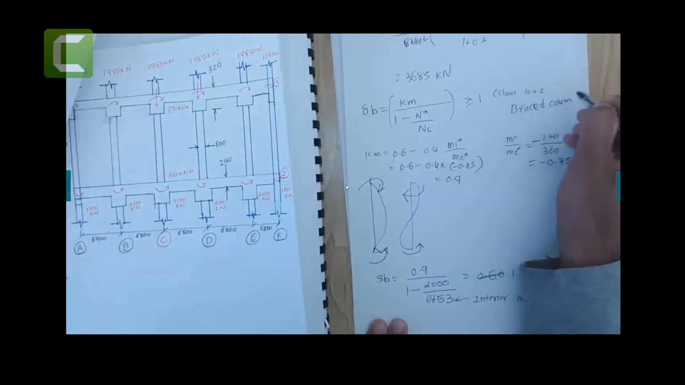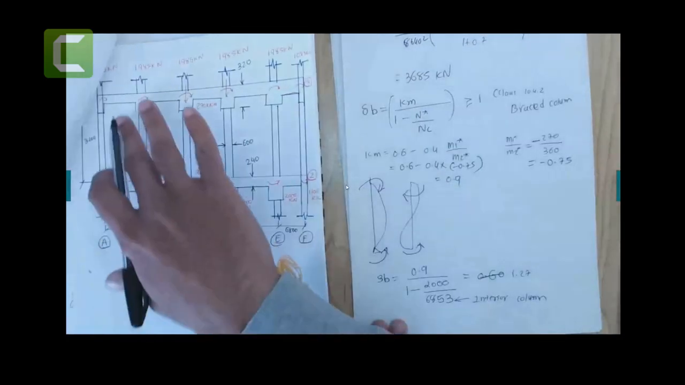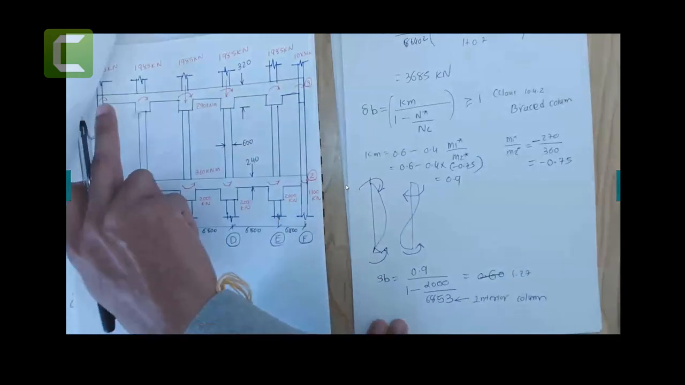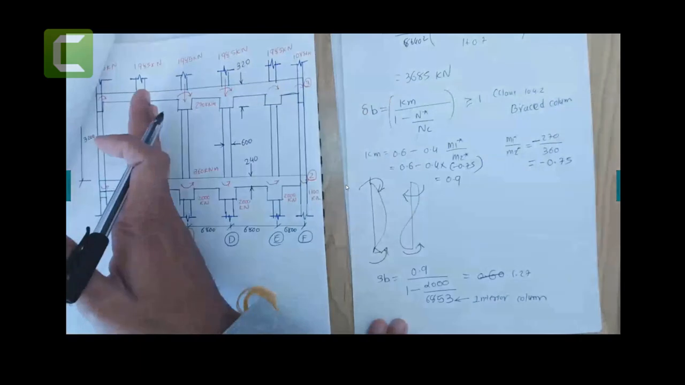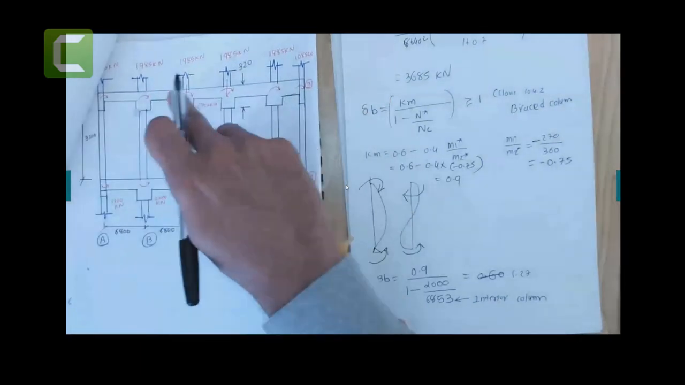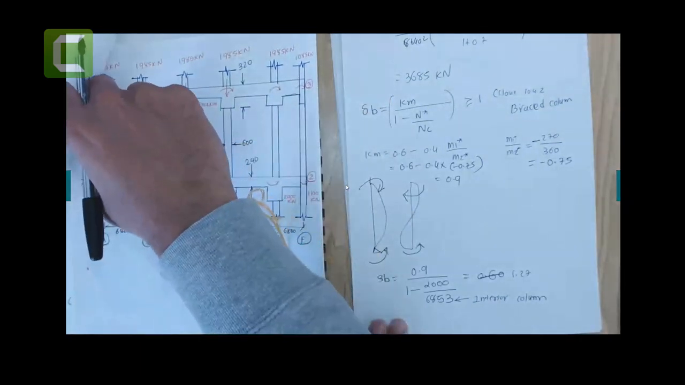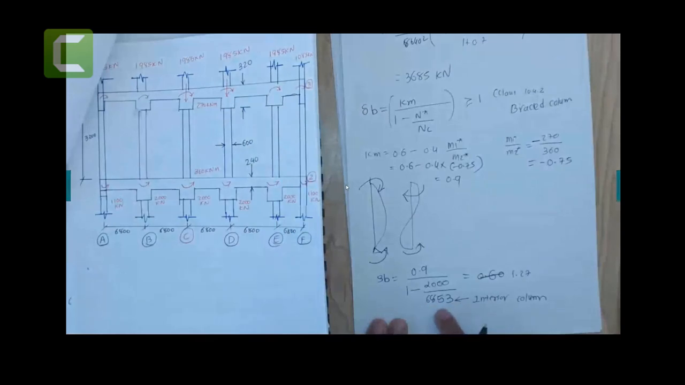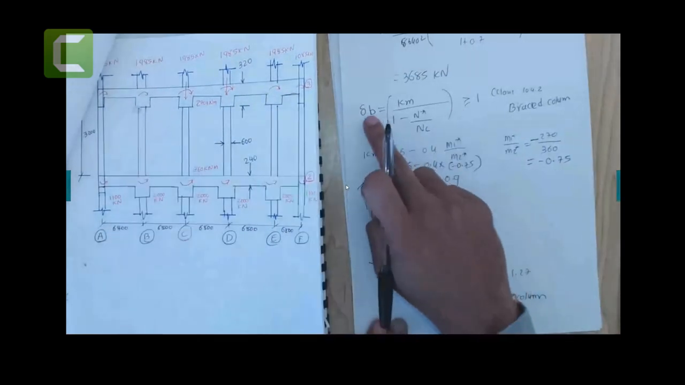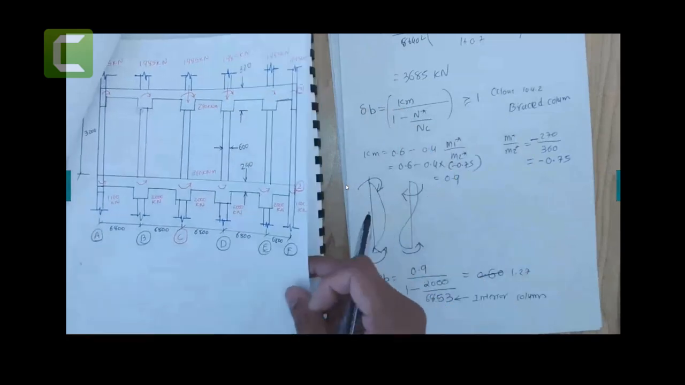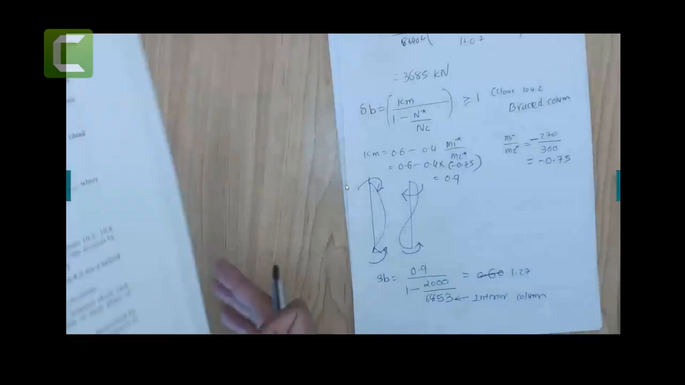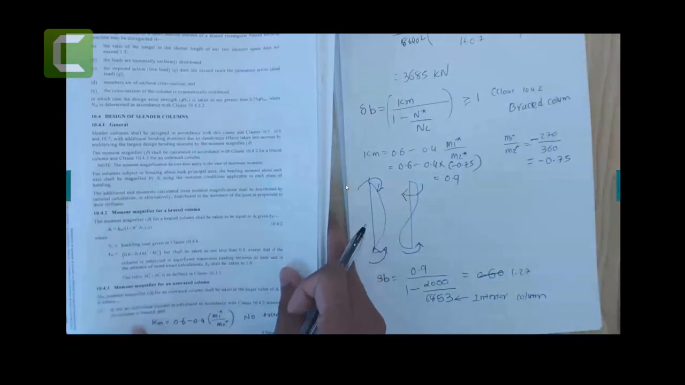For moment magnifiers, when moment distribution happens on these frames, these are classified as braced columns internally. They are braced by the external beams and columns. Therefore, I use 6853 particularly when I want to calculate the braced moment magnifier. Now for unbraced, we follow the same clause given just below here.